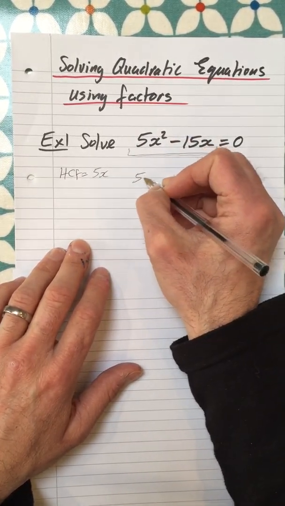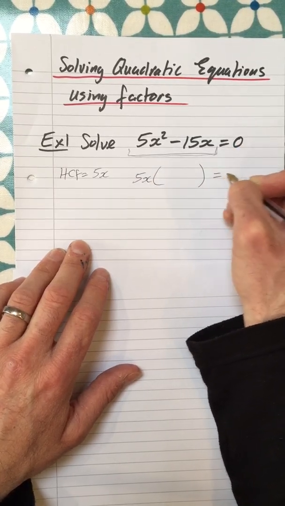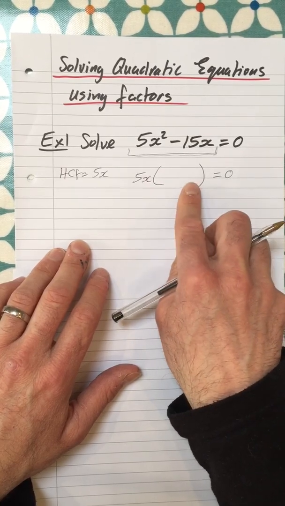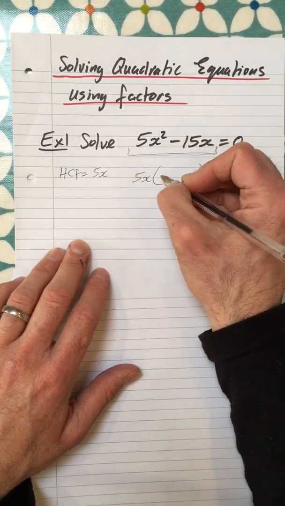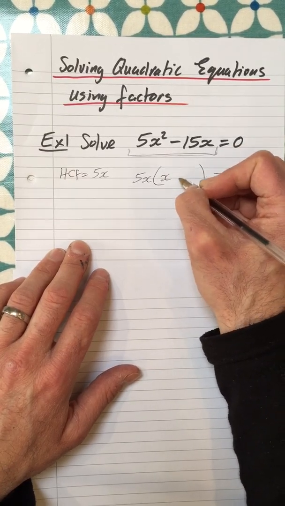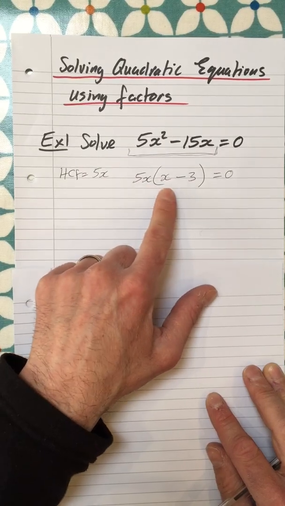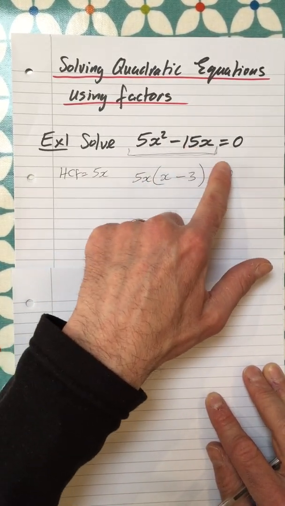So we take the HCF out, which is 5x, bracket, and the only difference is we have an equal 0 attached to the end. Well, what's left inside the bracket? 5x by something gives you 5x squared. Well, the answer here is x minus 3. And we can double check. What's a 5x by an x? It's 5x squared. And a 5x by a minus 3 is a minus 15x.